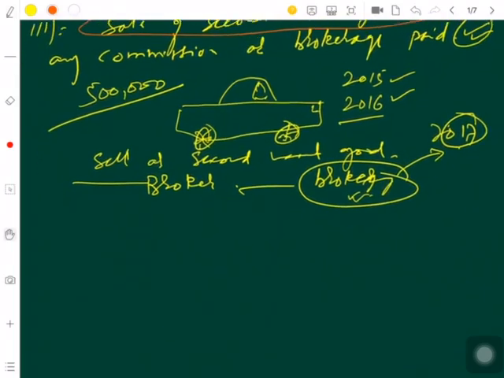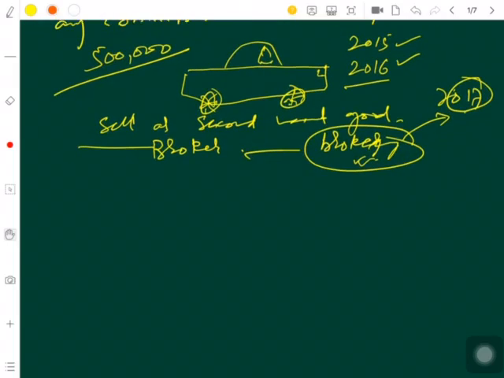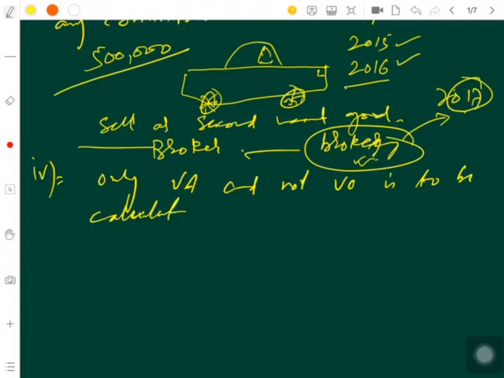So dear students, these are a few things we must take into consideration. And after sale of second-hand goods, we can talk about one more thing, that is output. I'll take it as the fourth: only value added and not value of output is to be calculated. It is very important because you should know the difference between value added and value of output. If we calculate value of output, we will land ourselves in a problem of double counting.